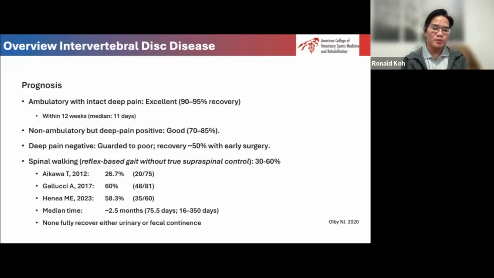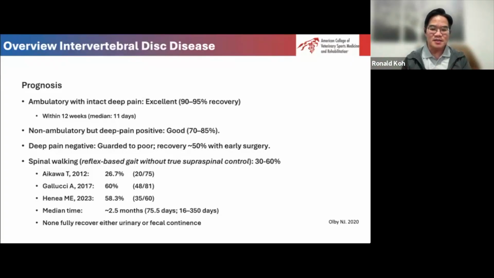The median time would be 2.5 months, ranging from 16 to 350 days. So this is telling us that, again, there's a chance for those dogs to become spinal walkers, and they need to start rehab as soon as possible, especially since you want to do a lot of gait patterning. Now, it takes almost up to 350 days to become a spinal walker. So you need to tell the owner not to give up too early.